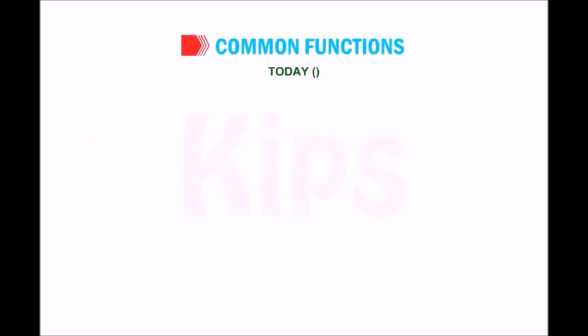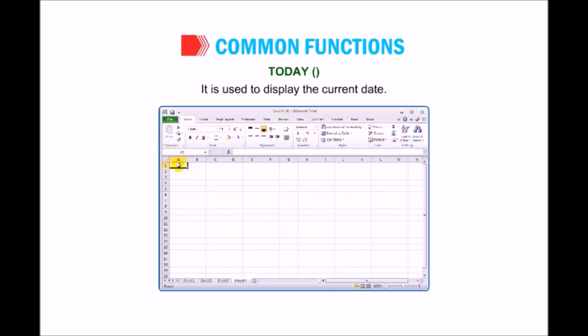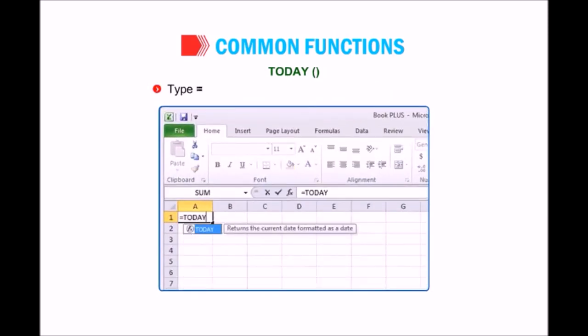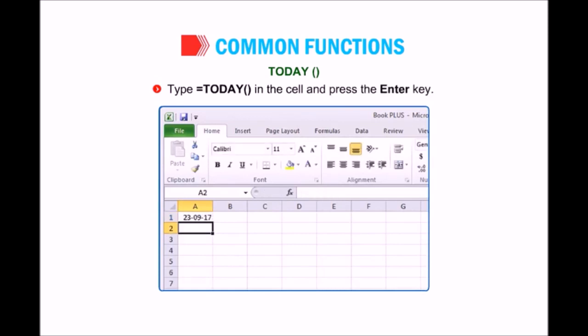TODAY(). It is used to display the current date. Type =TODAY() in the cell and press the Enter key. The TODAY() function will display the current date in the selected cell.